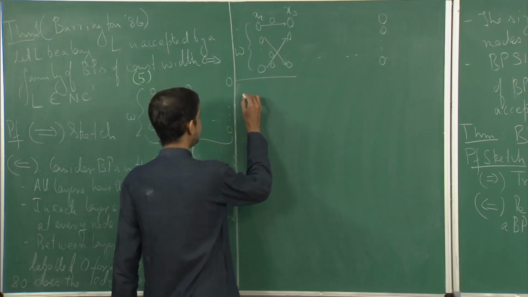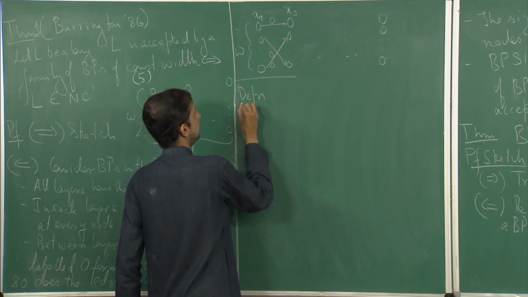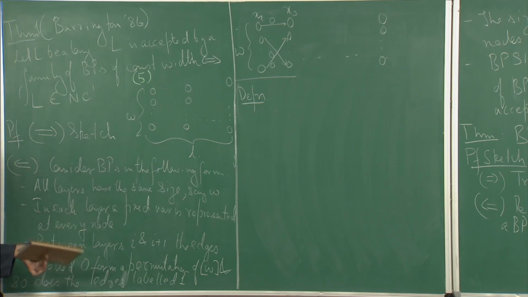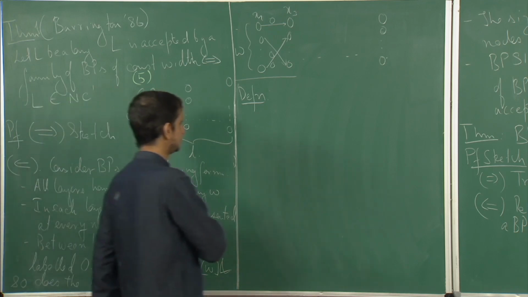Now we would actually define permutation branching program. So this is one way of defining. We will give another way of defining a permutation branching program in terms of instructions, and then we will see why they are equivalent. That is quite easy to see.